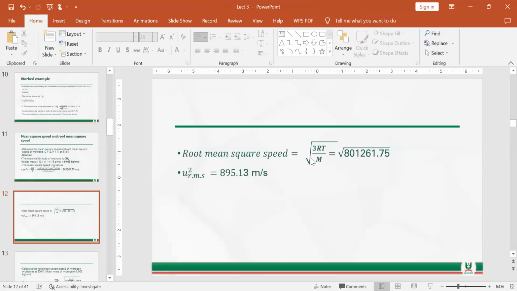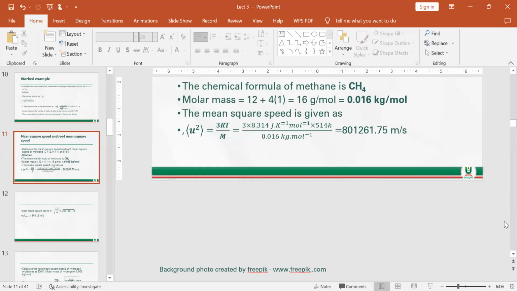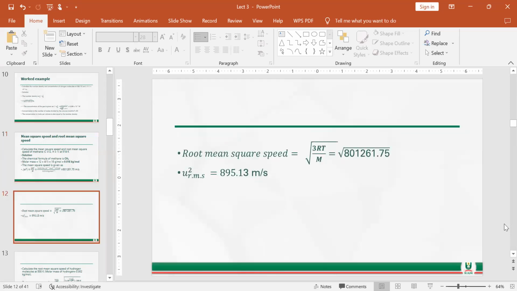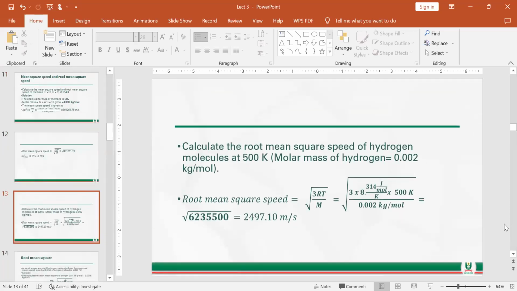Root mean square speed is the square root of the mean square speed. So for that compound we just calculated, the root mean square speed is the square root of that value, and we have the root mean square speed. So the mean square speed first, then you calculate the root mean square speed. So that is what we have there.